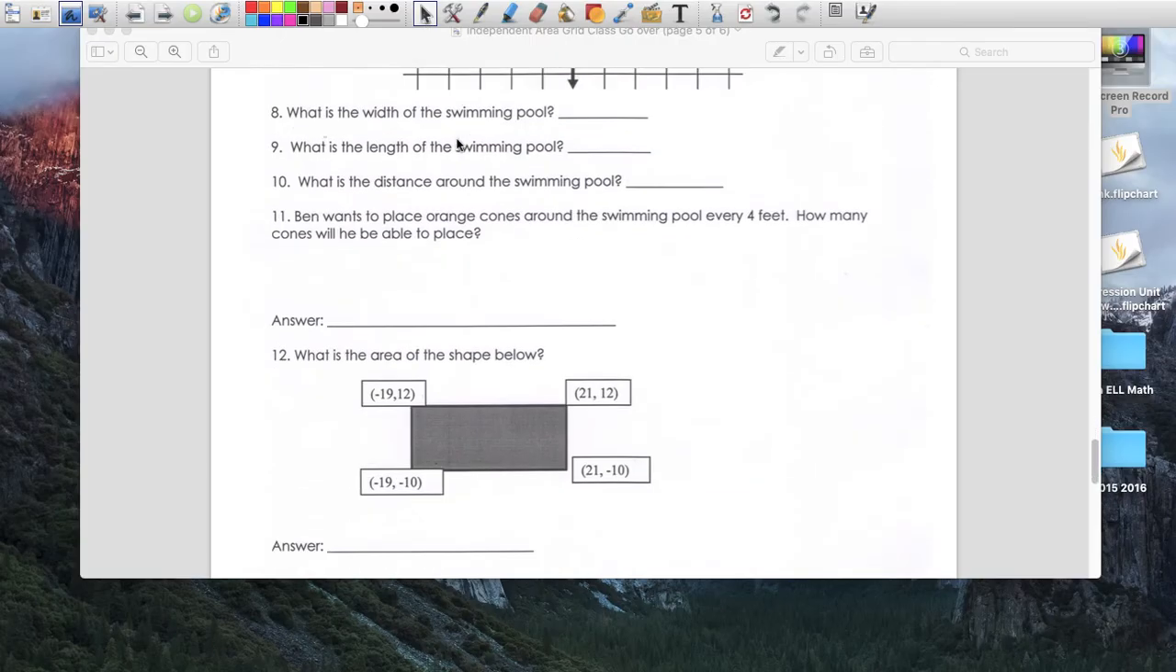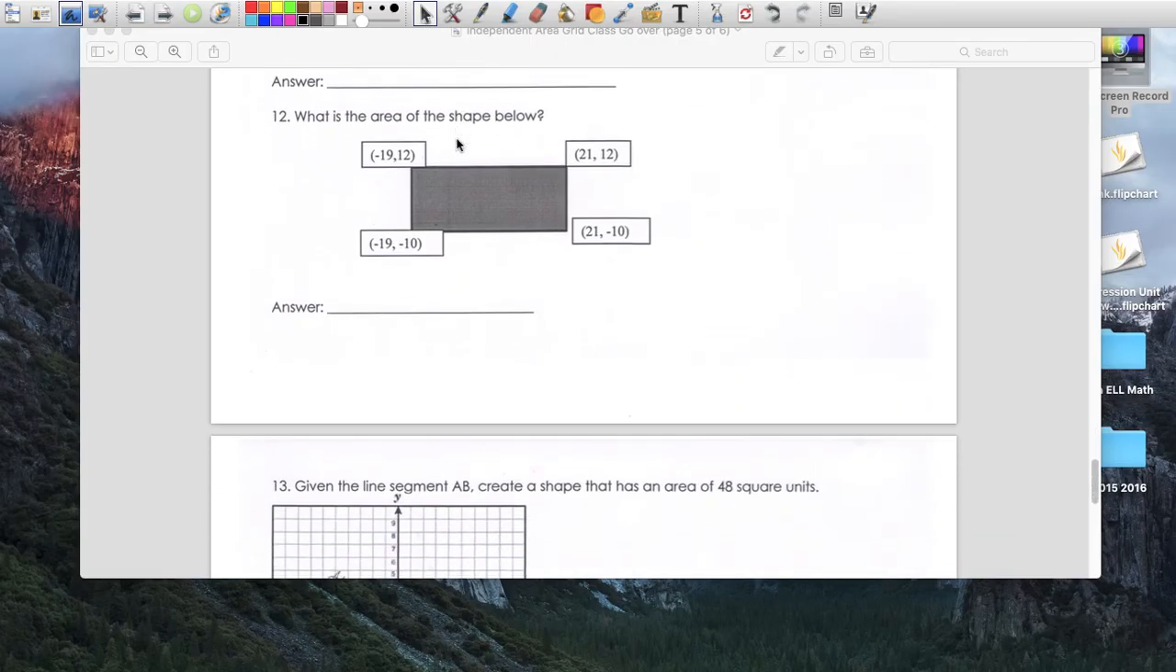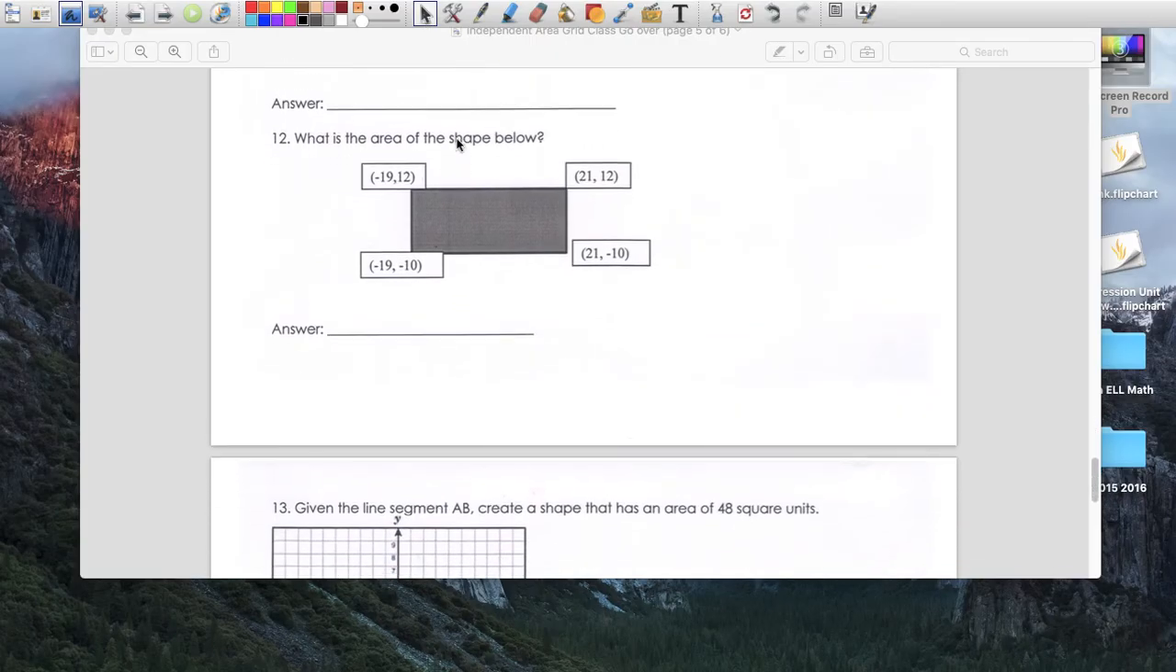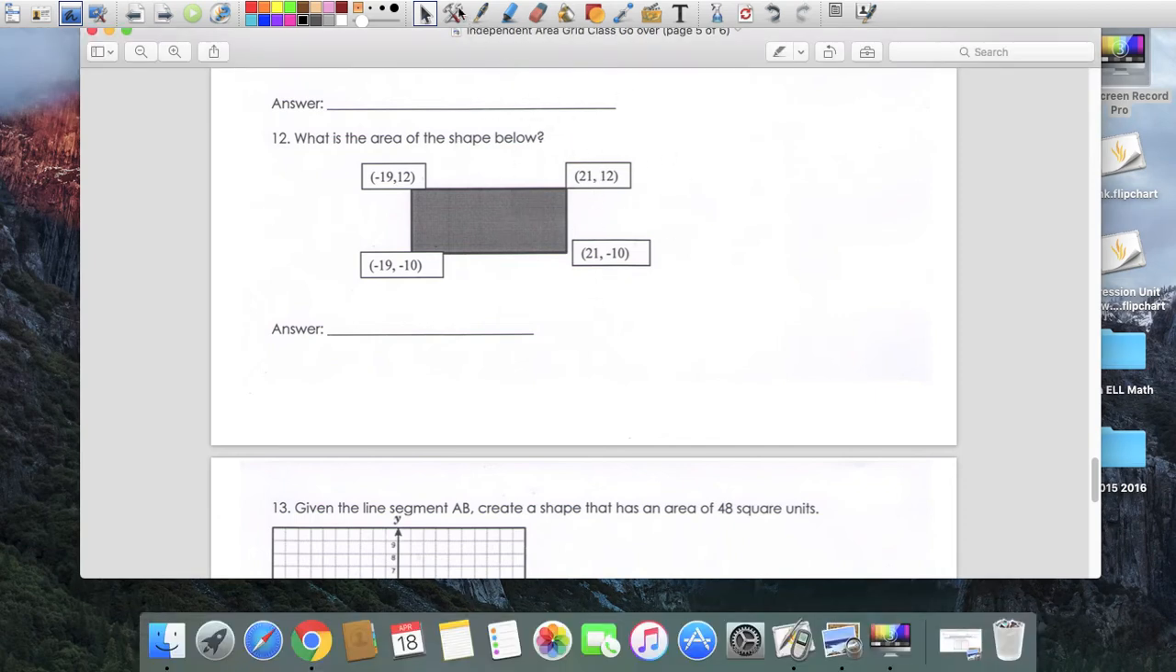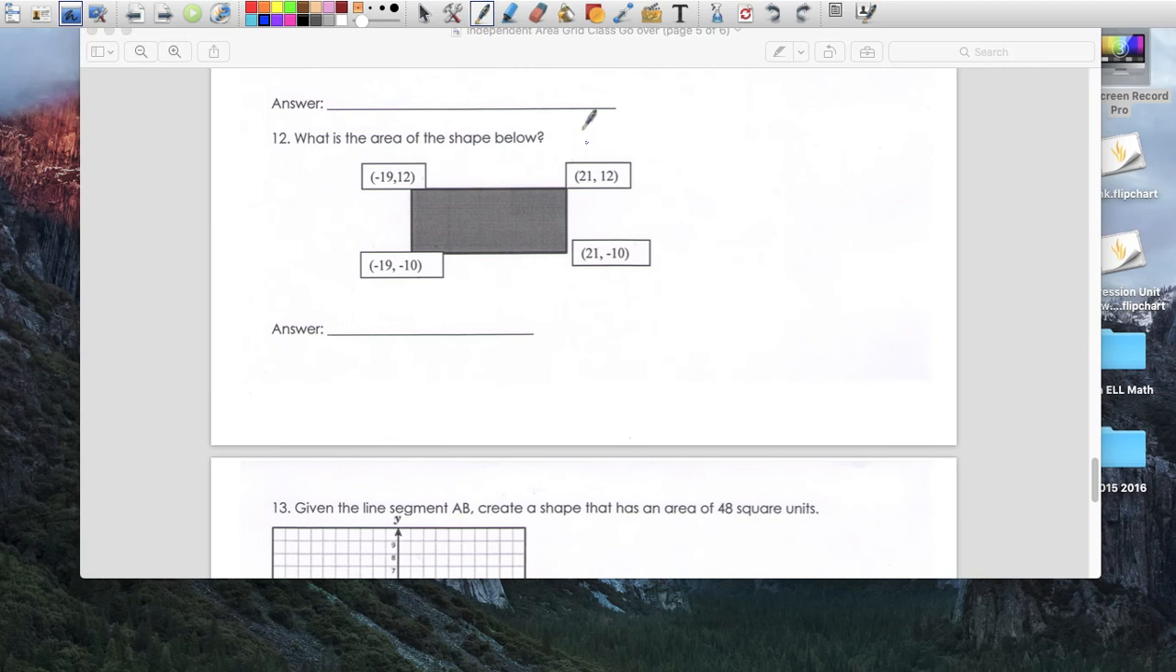Silly question. What is the area of the shape below? So notice that here you don't have a coordinate grid, so I'm going to have to do a little thinking. Let's start here with the width. Imagine them being on the x-axis. So they're both on negative 19, to the left.